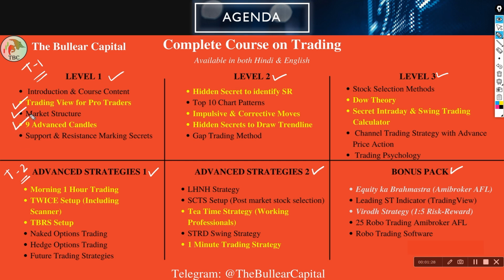I want you all to pay attention to all those concepts and chapters that are marked bold and in yellow. This will specify what is important. Now, 9 advanced candles will help you book your profits, and you will know exactly when those candles are showing a particular trend. Be it uptrend or downtrend, you will know how the market will be moving forward. We will look into support and resistance marking secrets, and these secrets are very important.